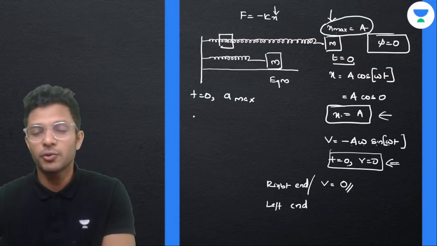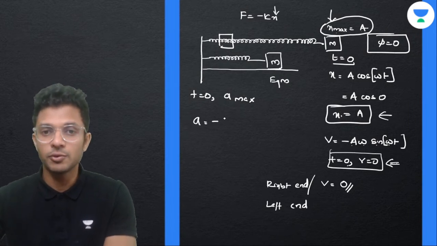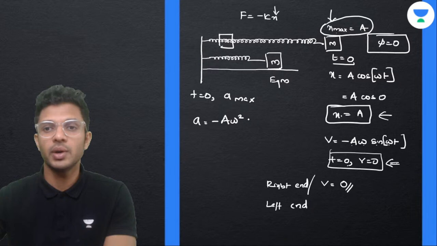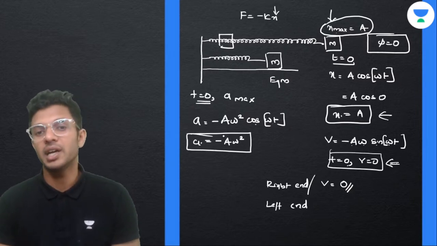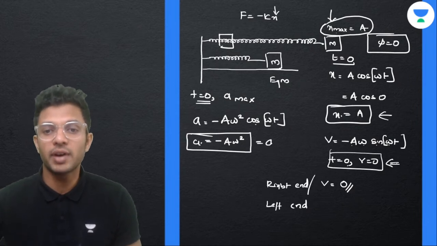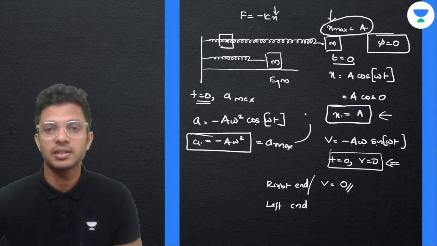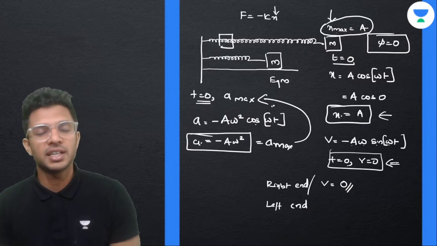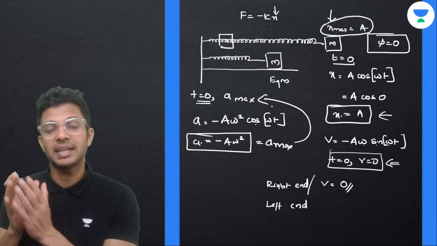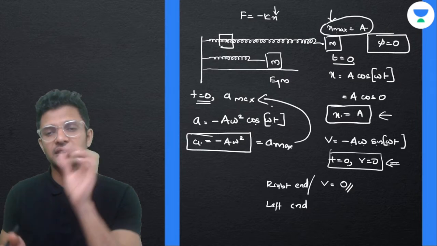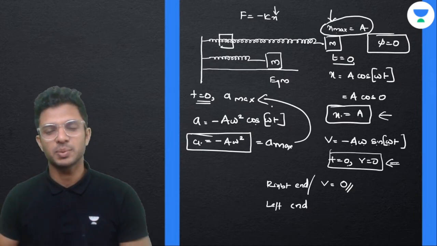Let's see, according to the formula, whether we get this or not. The formula was minus a omega square cos(omega t plus phi), with phi equal to 0 in this case. Put t equal to 0. Cos 0 is 1, so this is minus a omega square. So acceleration is equal to minus a omega square, which is the maximum value of acceleration. Whatever the theoretical knowledge is, it matches with the formula. At the right extreme end, the particle will have maximum acceleration, zero speed, and maximum displacement.